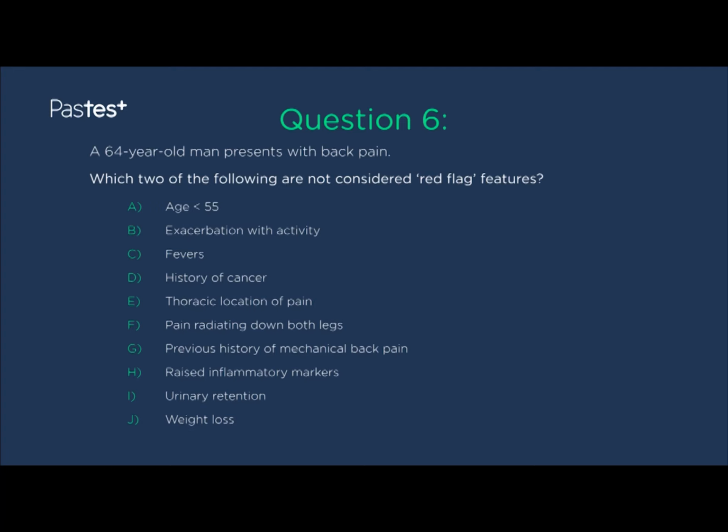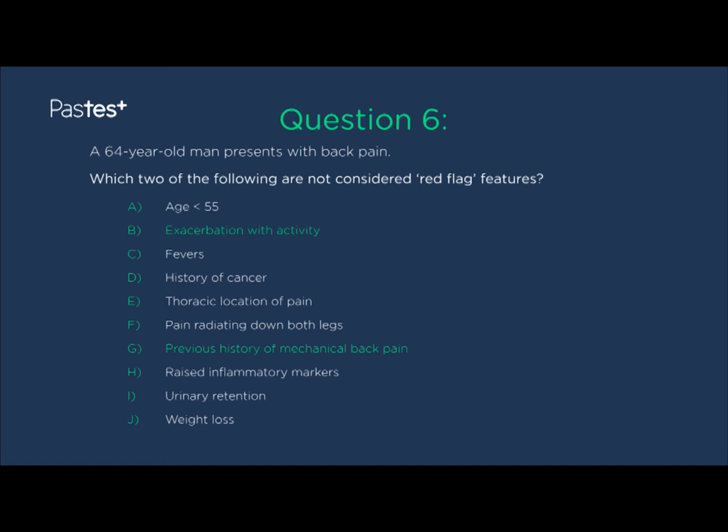So the two here that should jump out at you are exacerbation with activity and previous history of mechanical back pain, because those are the classic features of a middle-aged person who presents with chronic low back pain, and those should not be red flag features in your mind. The others should be. Age over 55 or under 20, fevers, history of malignancy. Thoracic location of back pain is very unusual. In a woman, it particularly worries you because that's the classic site for breast malignancy to spread to because of the lymphatic drainage.